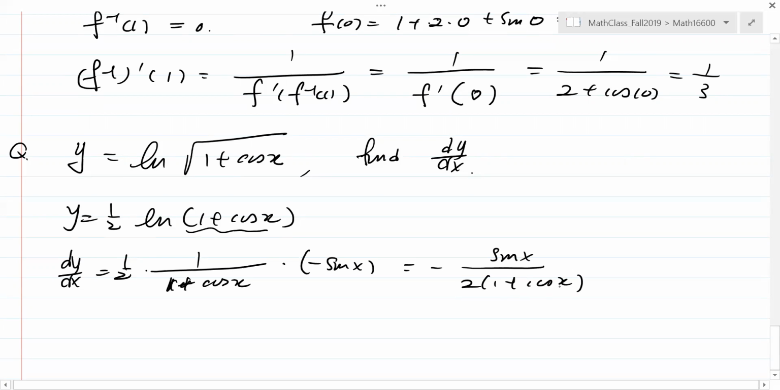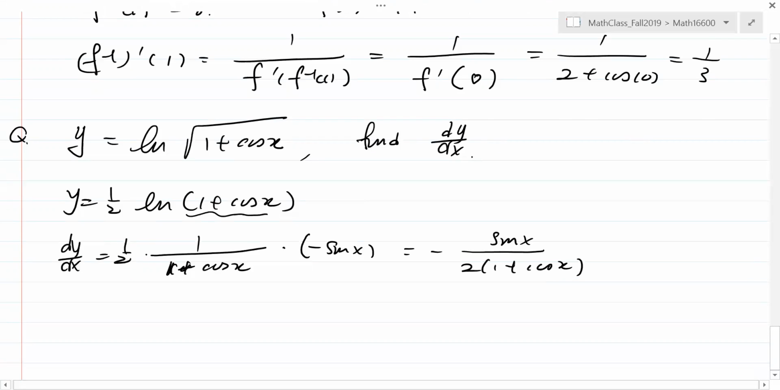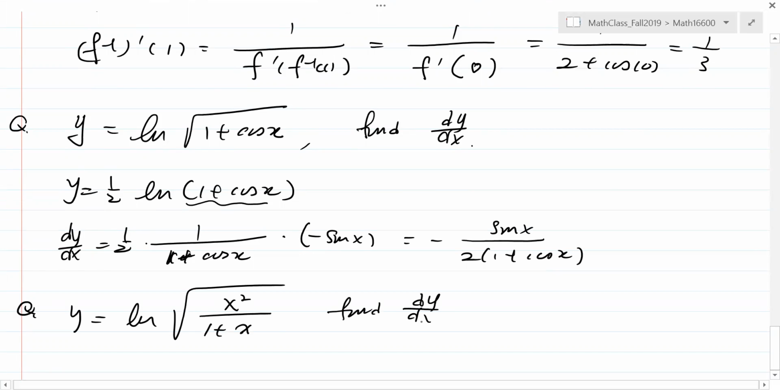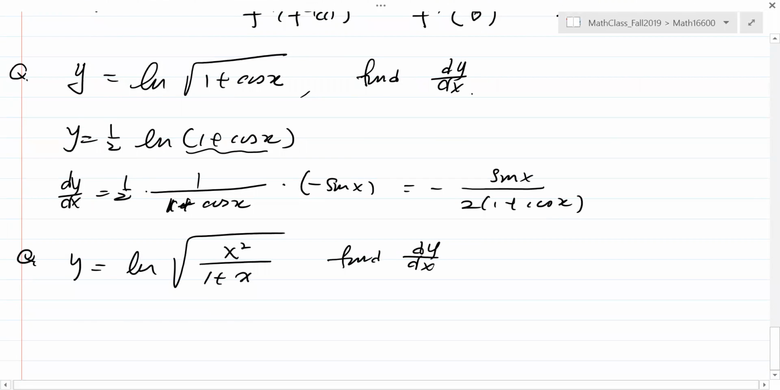If you're trying to use a quotient rule with a chain rule to differentiate the square root of 1 plus cosine x, then it takes much time. So another similar problem: x squared over 1 plus x. Find the derivative. Okay, this is a little bit more difficult than the above one. I hope you can do it.